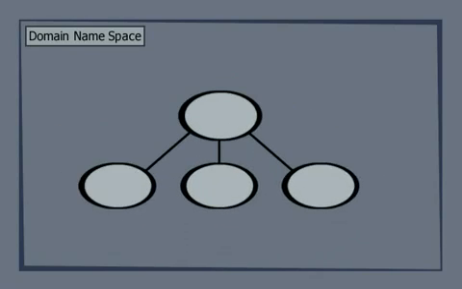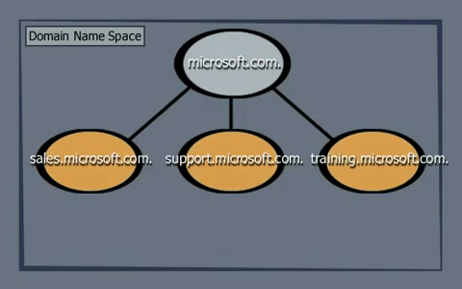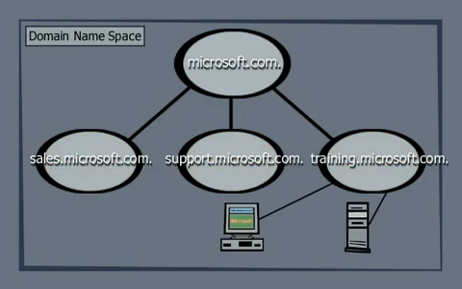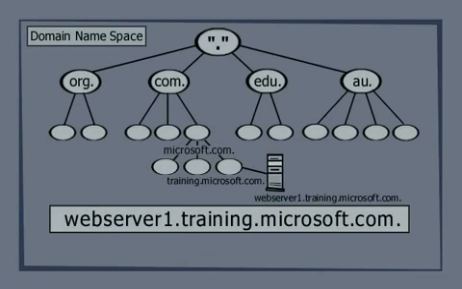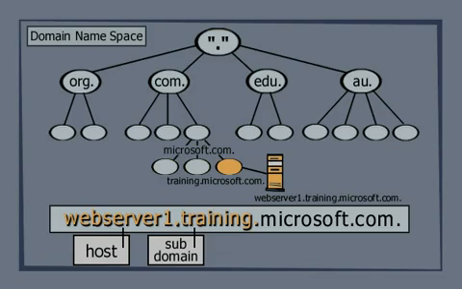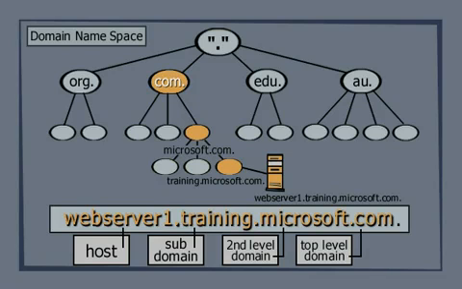Second-level domains can have many subdomains. And any domain can have hosts. A host is a specific computer within a domain, such as Computer 1 or Web Server 1 in the training subdomain of the Microsoft.com domain. A fully qualified domain name, or FQDN, describes the exact relation of a host to its domain. DNS uses the FQDN to map a host name to an IP address.